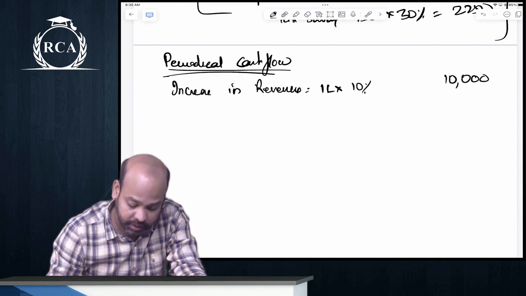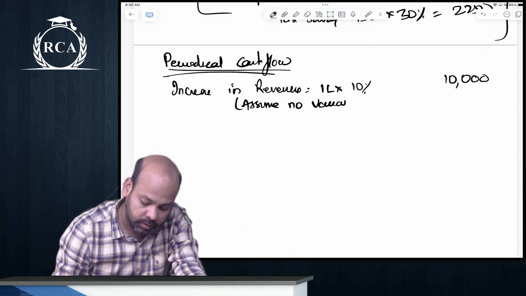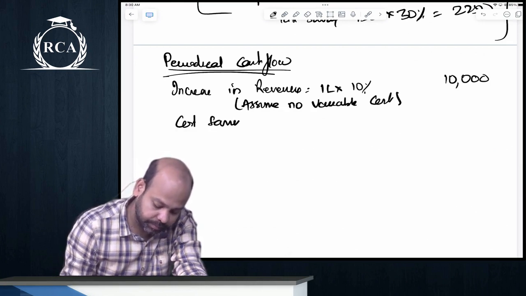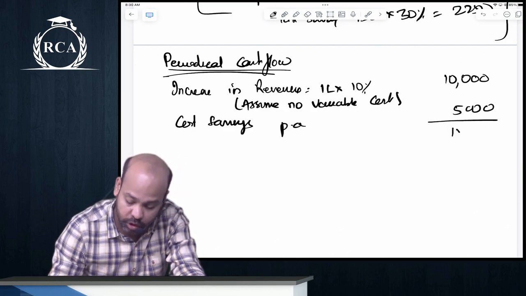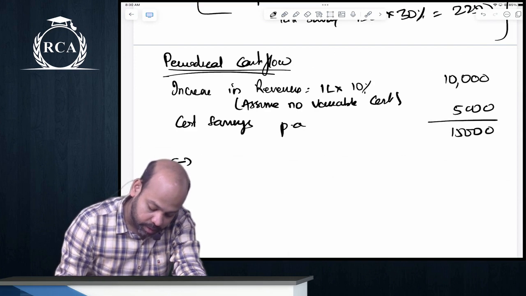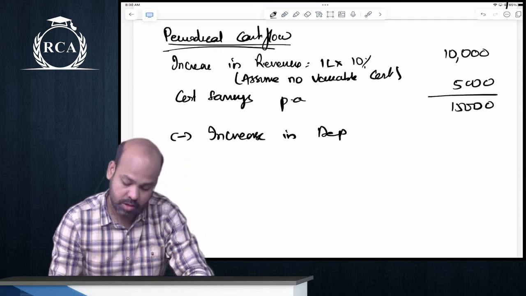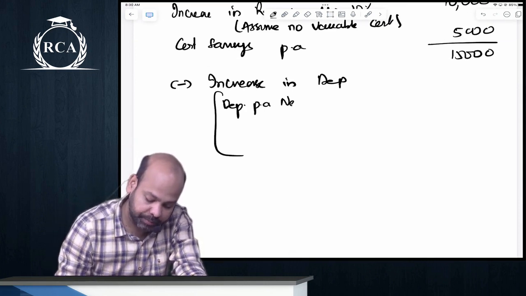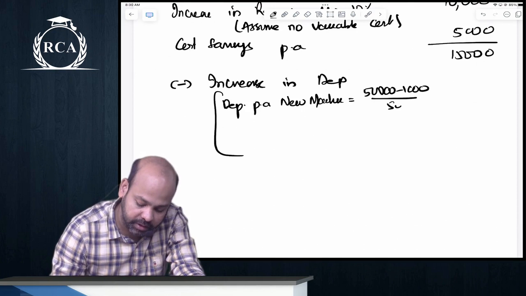Is it making sense or not, guys? Assume no variable cost associated. What is your cost savings, guys, per annum? Cost savings per annum, beta, is 5,000. Adding both, beta, 15,000. Minus what is your increase in depreciation? Depreciation per annum of the new machine is how much, guys? New machine, beta, is 50,000 minus 1,000 divided by 5 years, 9,800.